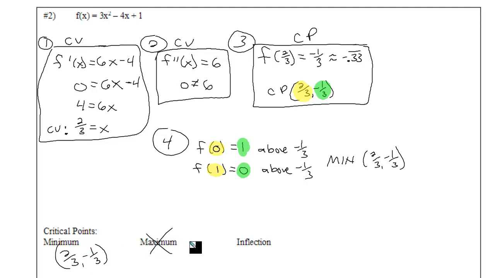This graph has no maximums and it has no inflection points. Incidentally, you should know going into this problem, with doing no work, what kind of critical points you're going to have. If you look at this function, you should know it's a parabola, and since the lead coefficient is positive, this parabola is going to open up. If the lead coefficient is negative, it's going to open down. If it opens up, there's a minimum. If it opens down, there's a maximum.